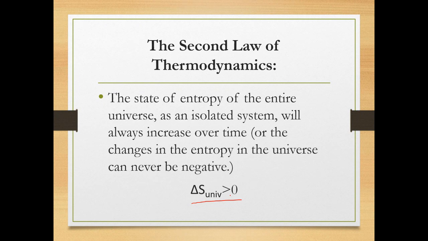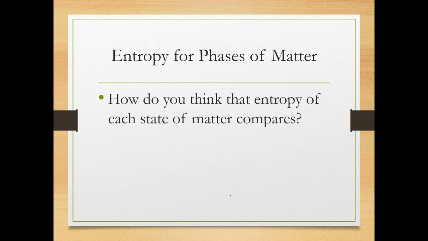So it's all, again, about systems and surroundings. Yes, you can make your system decrease entropy, but the surroundings is going to increase entropy in that process. The second law of thermodynamics says that entropy is always increasing. So how do you think the entropy of each state of matter compares?